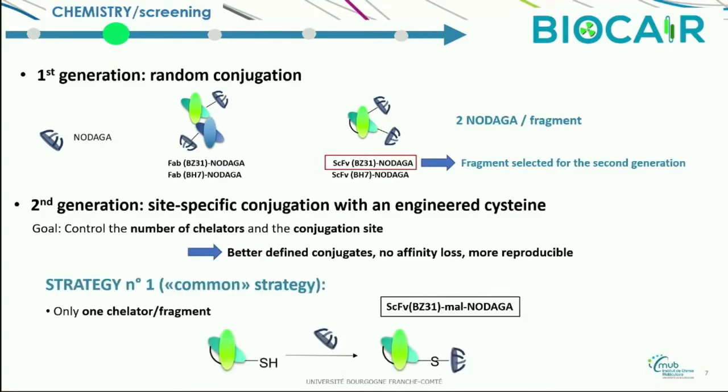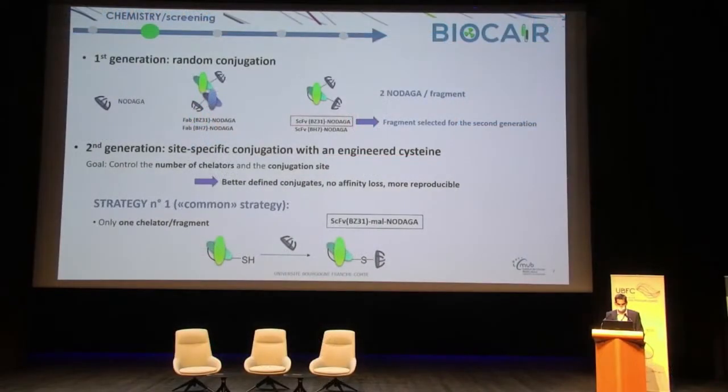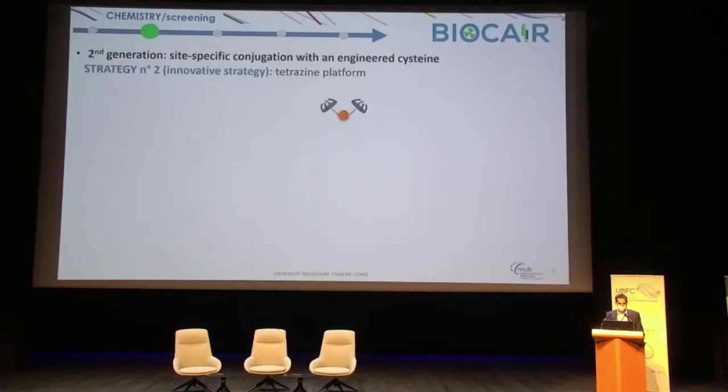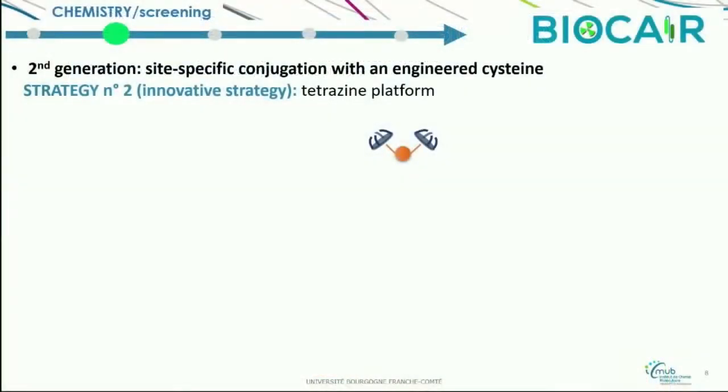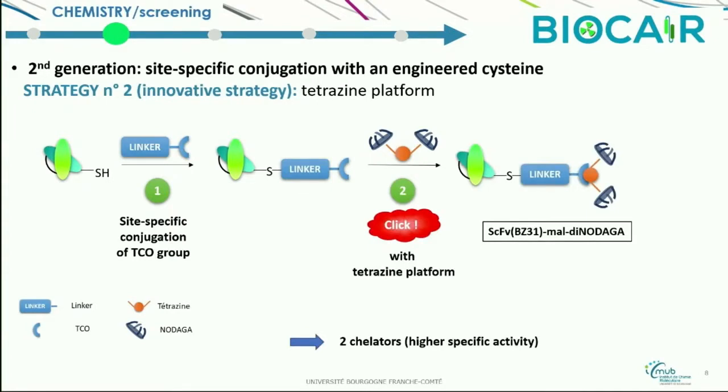The first strategy was to apply 1 chelator per fragment. This is a common strategy, and it has been well done. The second one was to apply an innovative strategy developed by the ICMUB lab, what we call the tetrazine platform. This technology allows us to attach 2 chelating agents to the fragments. So here we have, again, the same fragments. We have a linker, and with this linker, we can add the tetrazine platform and, in the end, obtain a fragment with 2 NODAGA, so 2 chelating agents, what we call DNODAGA.